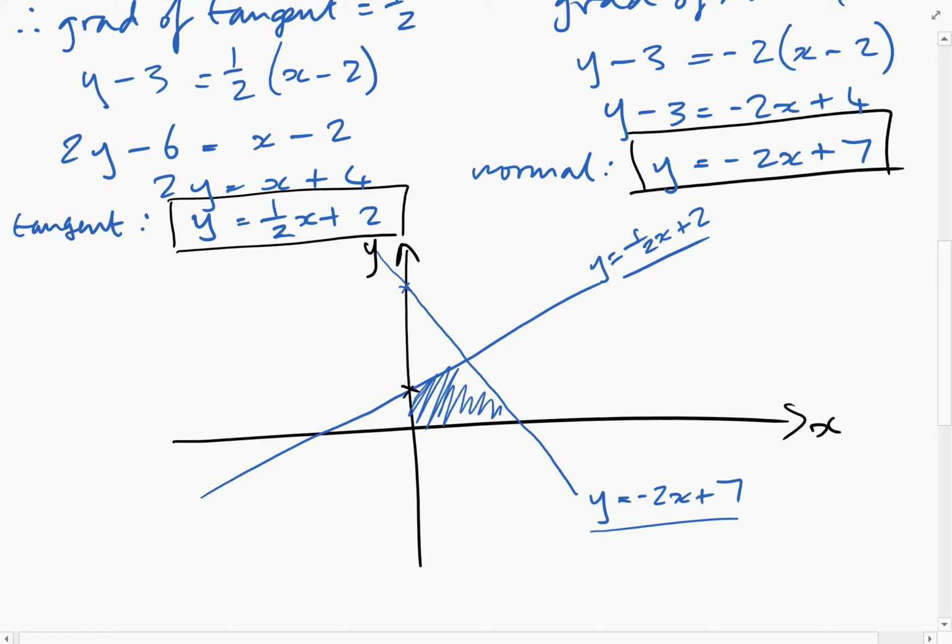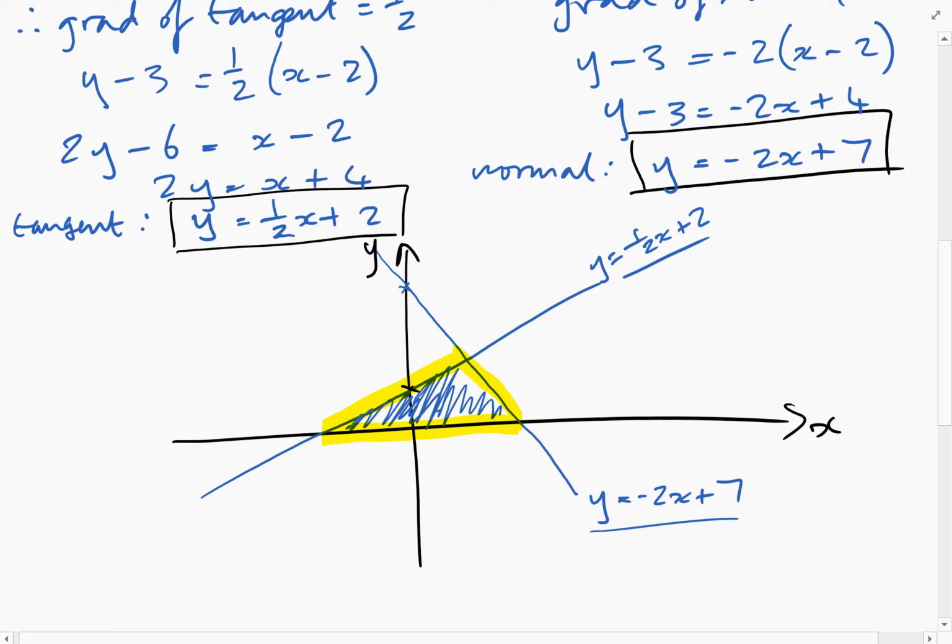Now I've got to admit, when I first did this question, I thought we were just finding this area here. But the question doesn't say anything about the y-axis. So because the question doesn't say anything about the y-axis, we actually want to find this whole region here. So this will be the region bounded by the tangent, the normal, and the x-axis.